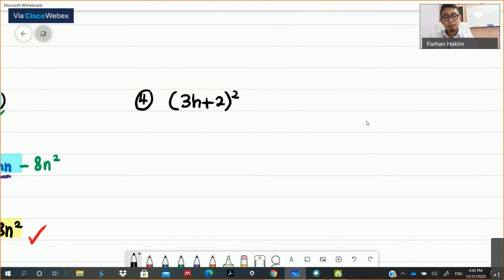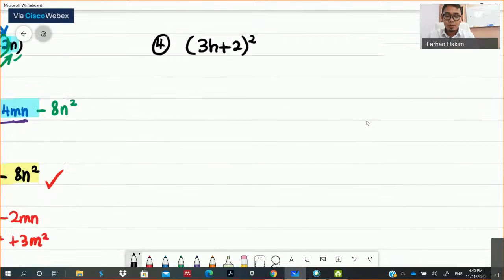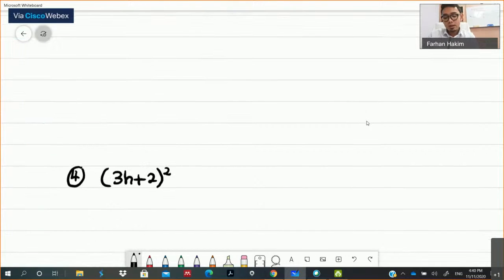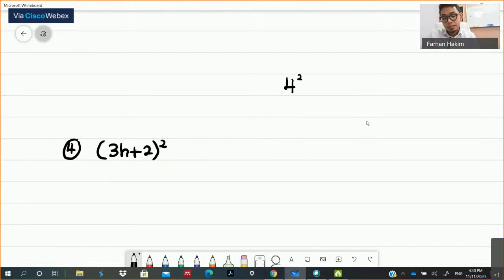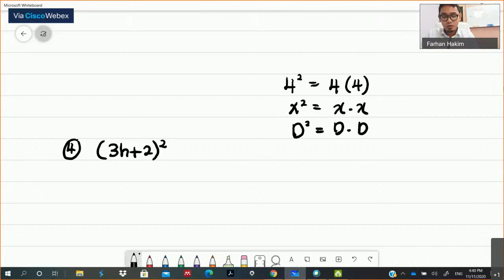What does it mean, all right? So, okay, let me ask you some questions. What does 4 to the power of 2 mean? 4 to the power of 2 is actually 4 multiplied by 4. It means that we multiply 4 twice, dua kali. X square, maksudnya X multiply with X. If we have donut square, I'm going to write donut square. Then it will be donut multiplied by donut.